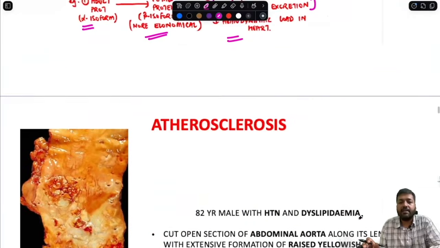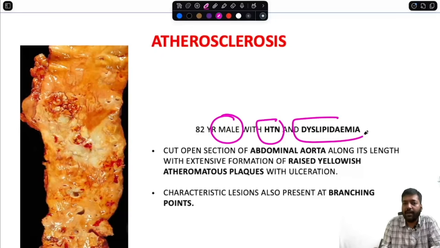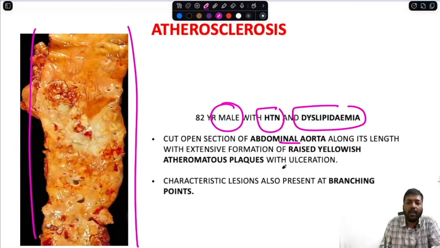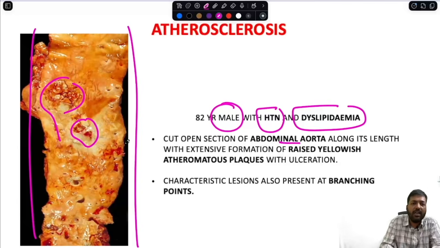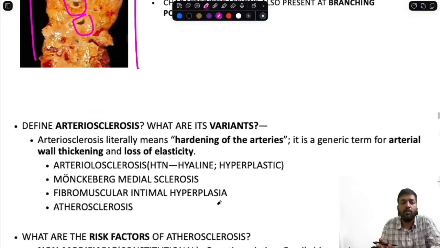Next, an 82-year-old male with hypertension and dyslipidemia. What you can see over here is a cut open section of the abdominal aorta along its length with extensive formation of raised yellowish atheromatous plaques, with ulceration. There are areas of ulceration as well. Characteristic lesions are also present at the branching points. You can see the yellowish raised areas at the branching points as well. It's a case of atherosclerosis, again a very commonly kept exam museum specimen.